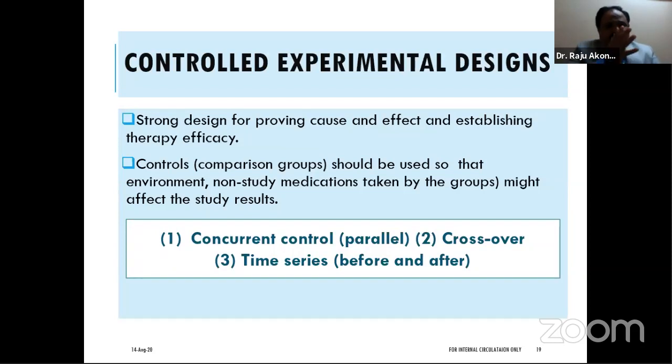Now, in the controlled experimental designs also, there are differences, right? There are basically 3 types of controlled experimental designs: concurrent control, crossover design, and time series design. These 3 will be explained in the methodology section. They will write whether they followed concurrent control, a crossover, or a time series design.